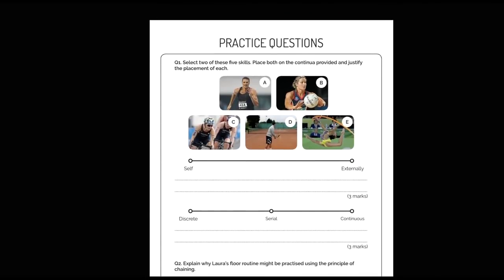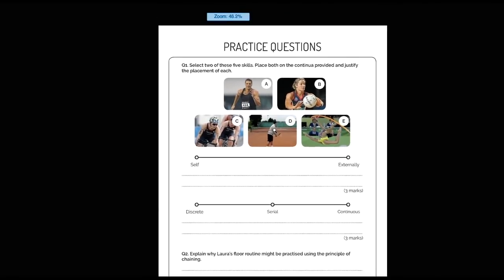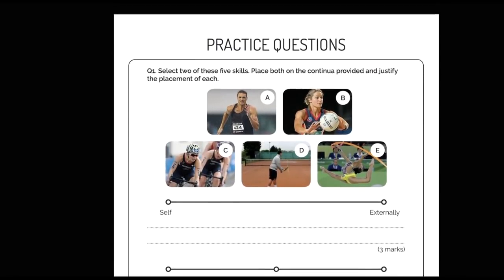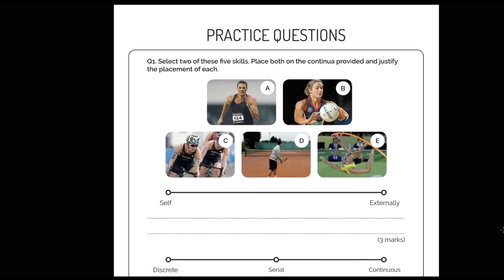Let me just make this slightly bigger again, which makes me very nervous doing this live, because I often mess it up when I do this. So let's have a look. Same question. Select 2. I'm only going to be marked for 2, so I must select the first 2. Select 2 of these 5 skills. Place both on the continuum provided and justify. Give reasons why for the placement of each.